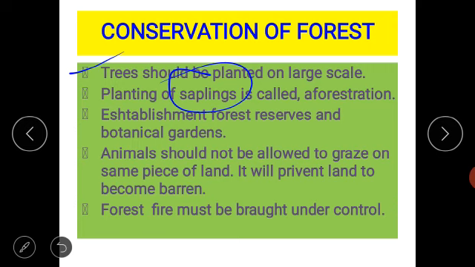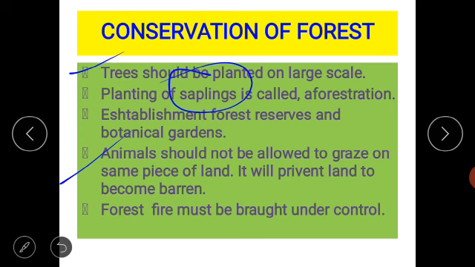Animals should not be allowed to graze on the same piece of land. What happens when animals graze on the same piece of land repeatedly? The fertility of that land decreases because of overexploitation of the nutrients from the soil. How? When grass is growing again and again on the same piece of land and animals are grazing again and again, the nutrients in the soil get depleted, and due to that, one day that land will become barren, meaning non-fertile. So that should be avoided.